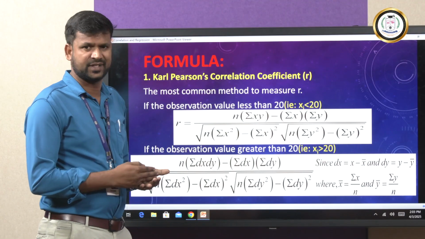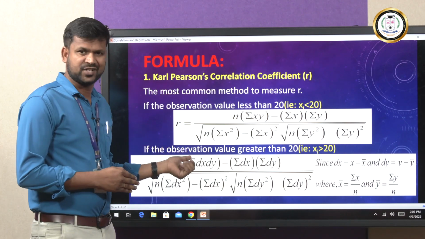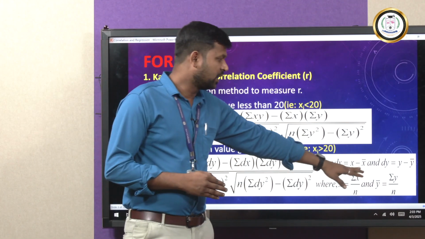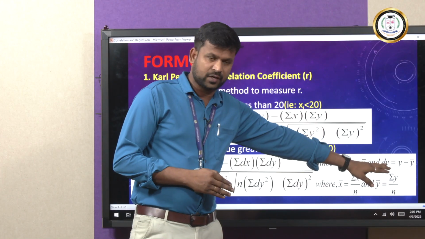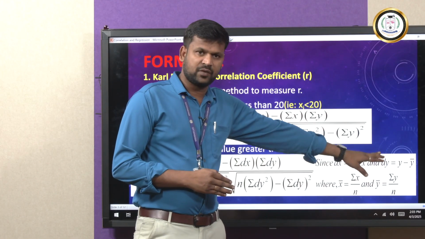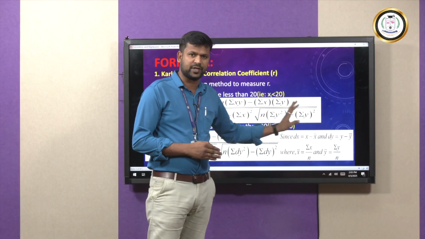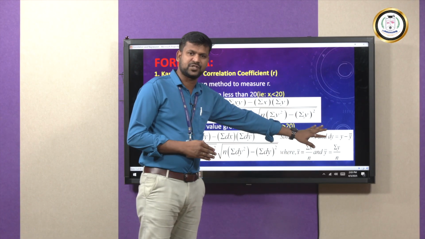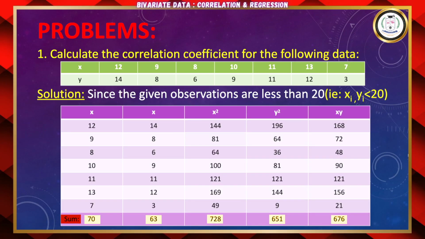To avoid those difficulties, we use deviations with the formula dx equal to x minus x bar and dy equal to y minus y bar. We know that x bar and y bar are the means of x and y: x bar is summation x by the number of terms, and y bar is summation y by the number of terms. Let's see a problem in that.